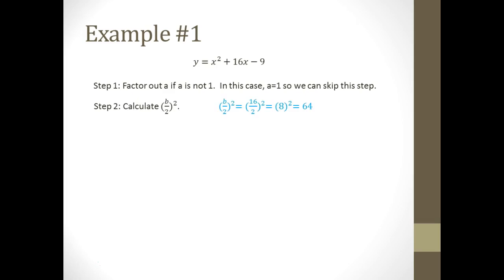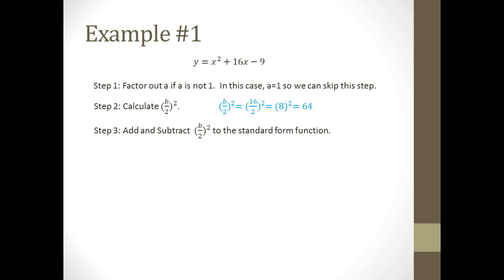Now, step 2 is to take a look at the value of b, which in this case is 16. We're going to divide b by 2 and then square that whole thing. In this case, that gives us 64. You can see the math there.